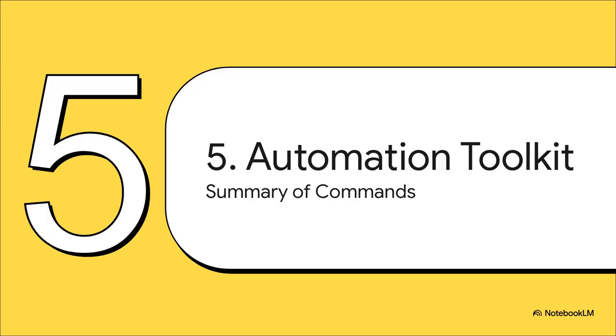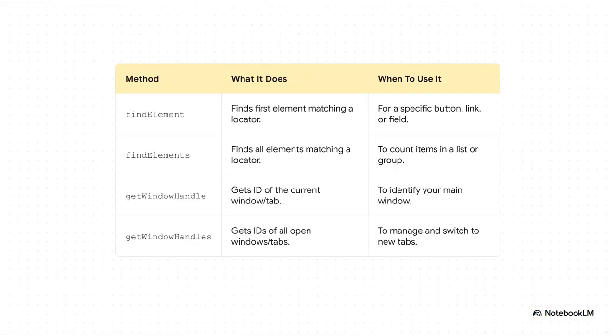All right, we've covered a ton of ground here, from pinpointing one button to juggling multiple browser tabs. So let's wrap this up and put everything together into a simple, powerful summary. Think of it as your new automation cheat sheet. So here's your automation toolkit, all in one place. Use Find Element for that one specific button or field. Use Find Elements when you need to grab a whole group of items. Use Get Window Handle to bookmark your starting point. And use Get Window Handles to manage any new tabs or pop-ups that appear.